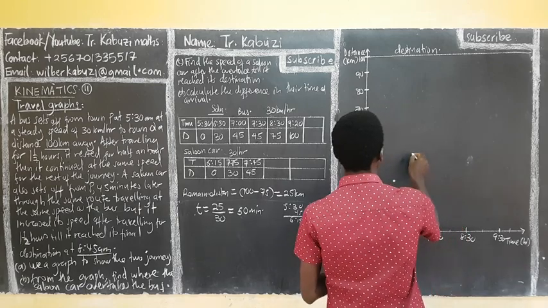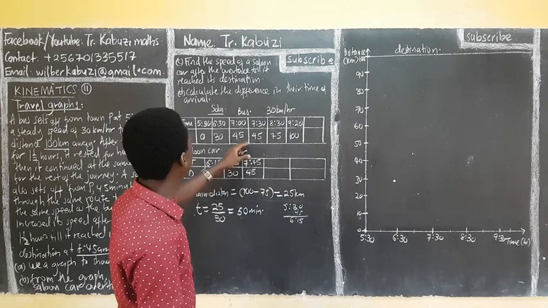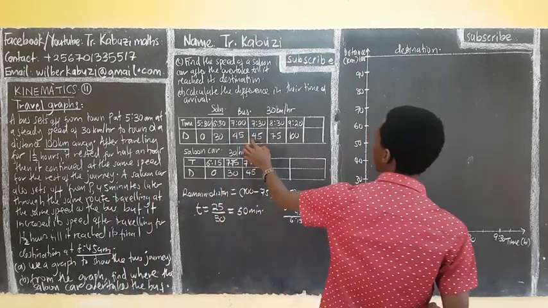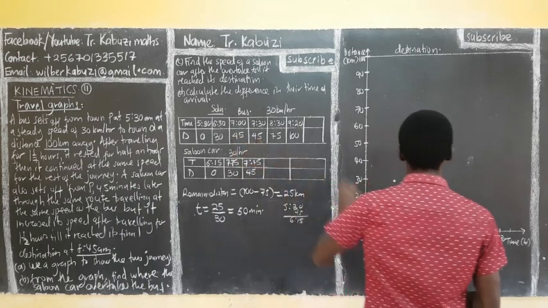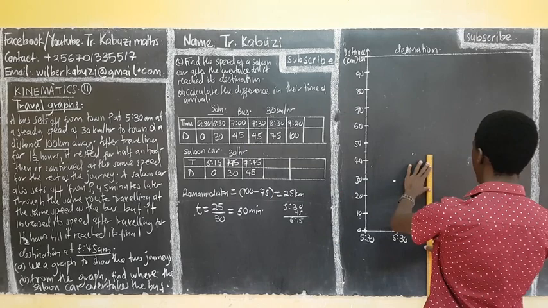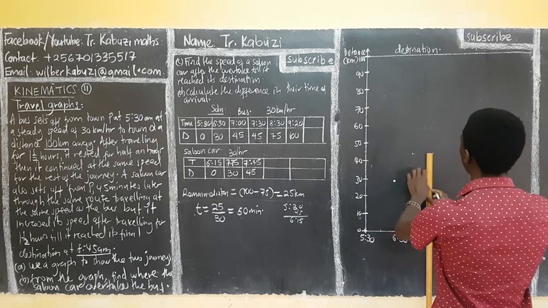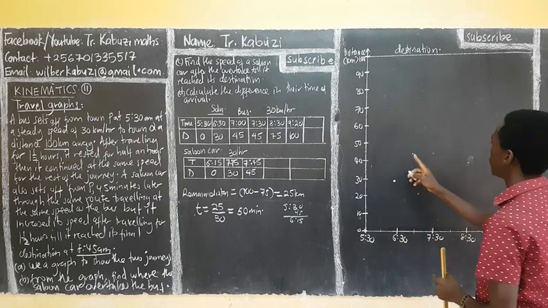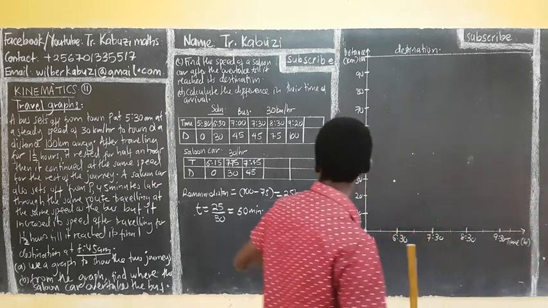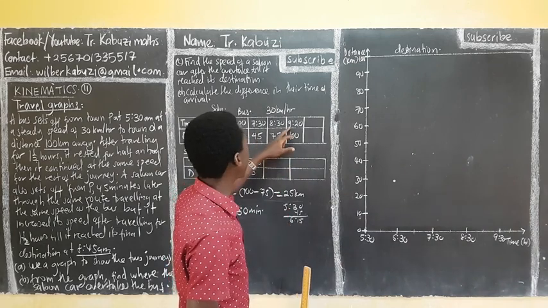7, then 45. There. Then they are telling me that it was resting for 30 minutes. So from here up to 7:30, it was resting. This is where my 7:30 is. It was resting. That shows that it was resting because there's no increase in the distance. Then it continued, and it reached at 9:20.